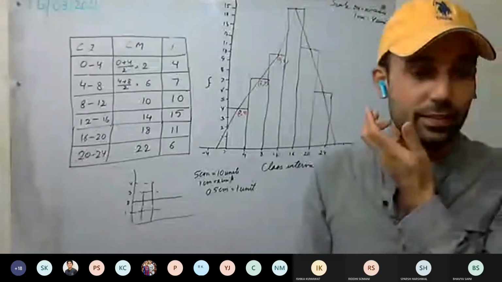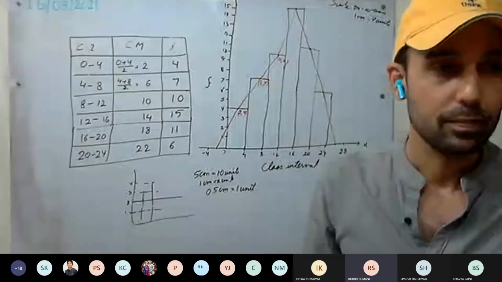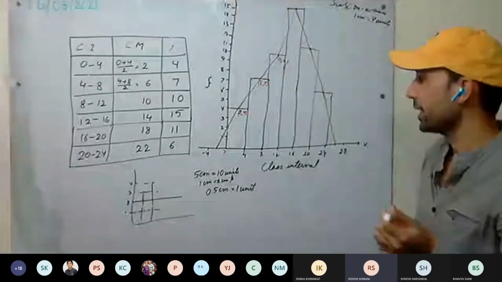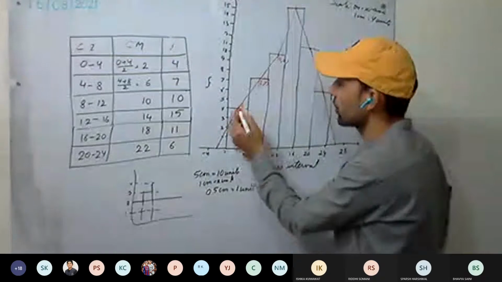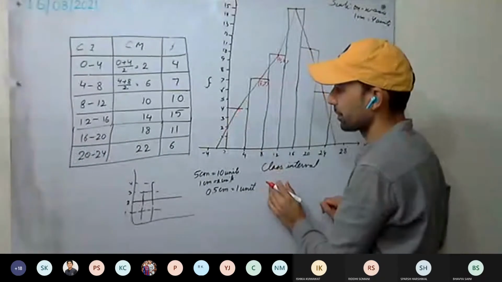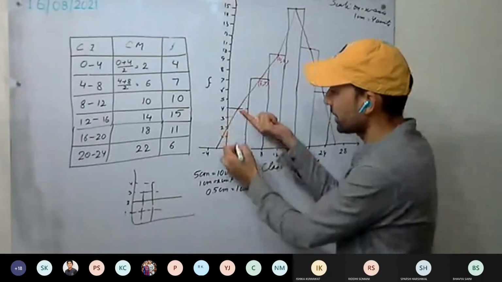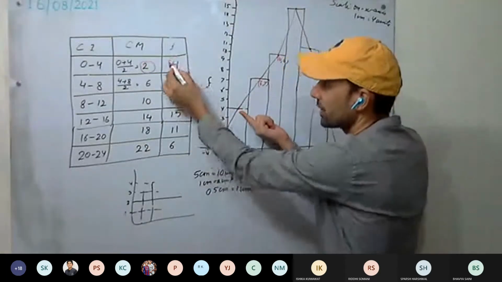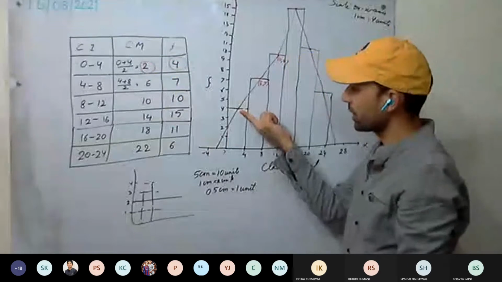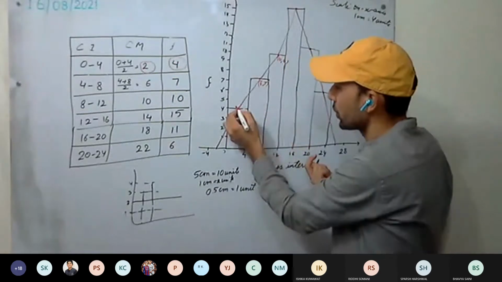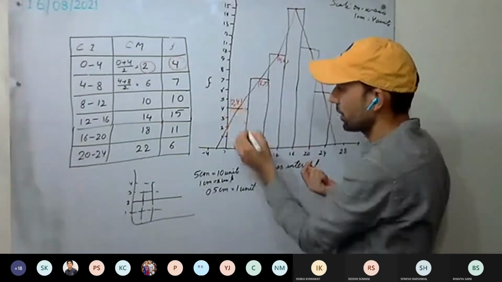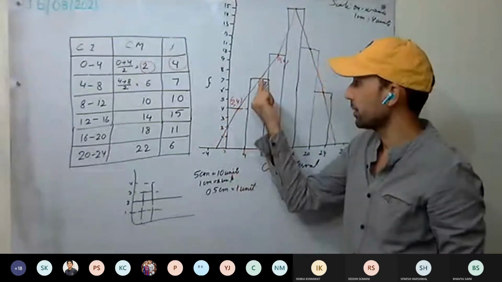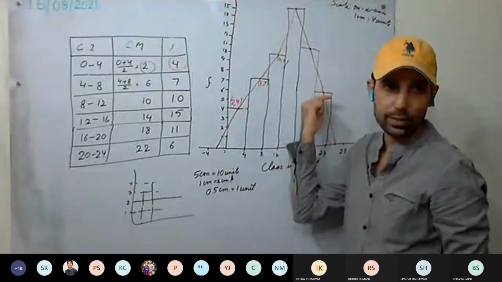So what have you written with those red marks? See here. If I ask you what is the coordinate of this point, on the x-axis what is there? Class mark. And on the y-axis we are marking the frequency. So what are the coordinates? 2 and 4. These are the coordinates of the points which we are connecting for the frequency polygon.